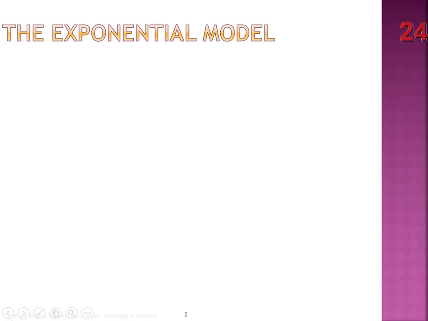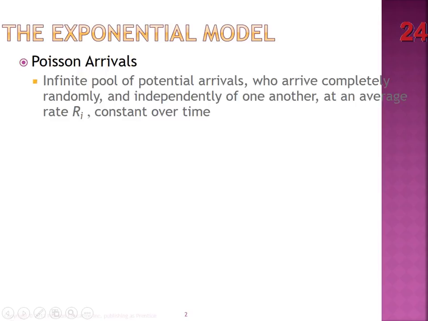So in part 3, we're going to deal with something that's called the exponential model. And the exponential model deals with what's called Poisson arrivals. Okay? And I'll have to tell you, when I first started teaching this class, I had to go back and refresh on what that means. Basically, it means that you have this infinite pool of potential arrivals who arrive completely randomly and independently of one another at an average rate that's constant over time.